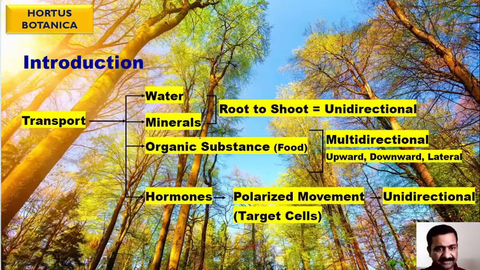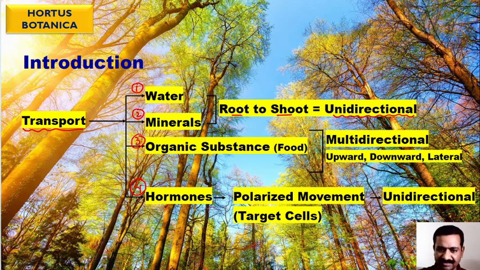Yeah, so let's see the first topic. We are talking about transport in plants. So the first word we have is transport. Transport of what? What are we going to transport? First, we are going to transport water. Second, minerals. Third, organic substances, and fourth, hormones. Water and minerals usually move from the root to the shoot system in general, and their movement is unidirectional.